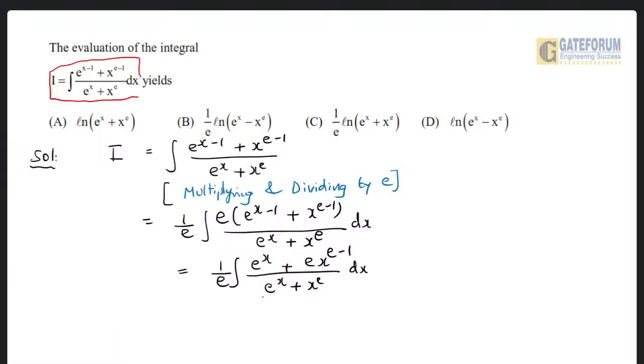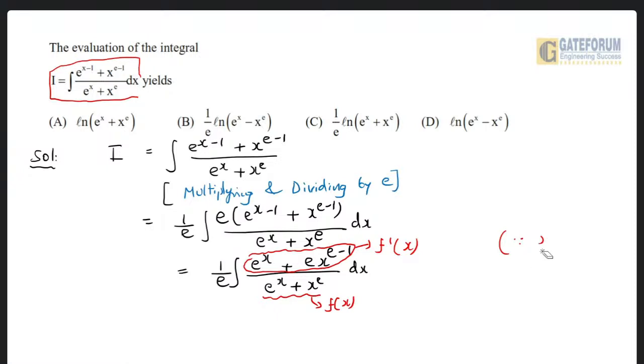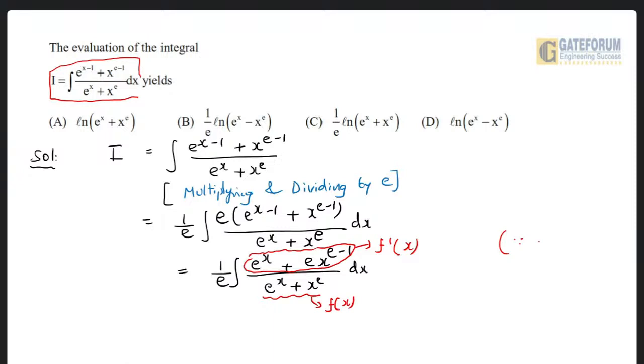Now this is f x and this term is f dash x. Since d by dx of x to the power n, where the power is constant, is n times x to the power n minus 1, you know that.